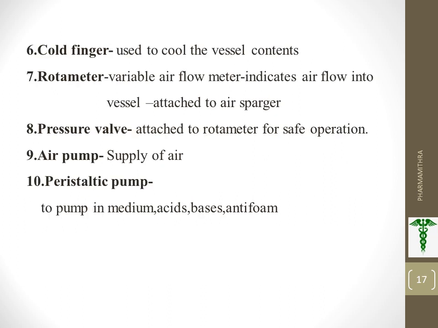Then the remaining controlling parts are the cold finger, which is used to cool the vessel components. The rotameter is a variable airflow meter which indicates the airflow into the vessel, attached to the air sparger. Sparger means it introduces the air into the fermenter. A pressure valve is attached to the rotameter for safe operation. An air pump supplies air, and the tenth controlling device is the peristaltic pump to pump in medium, acids, bases, and antifoam agents.